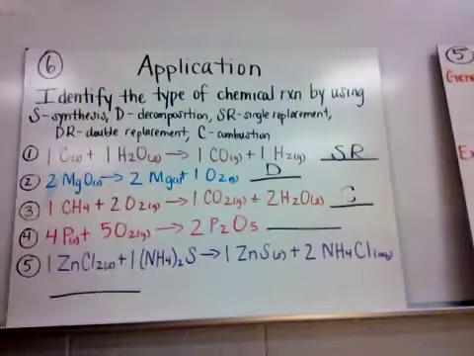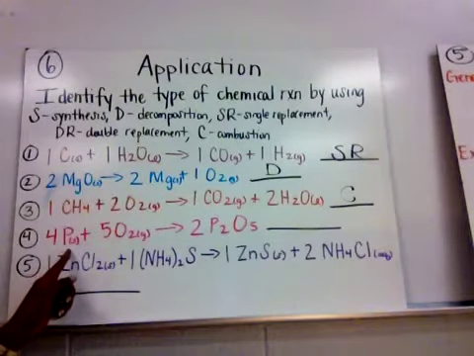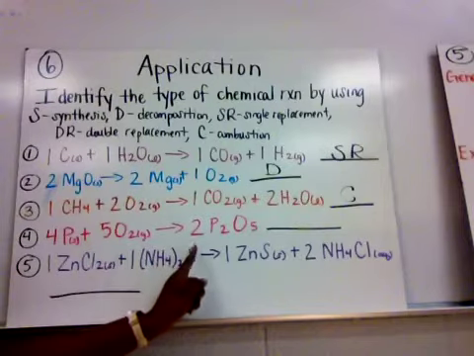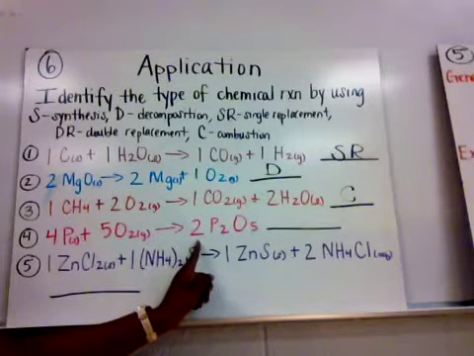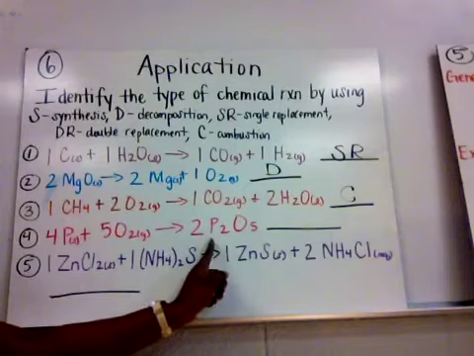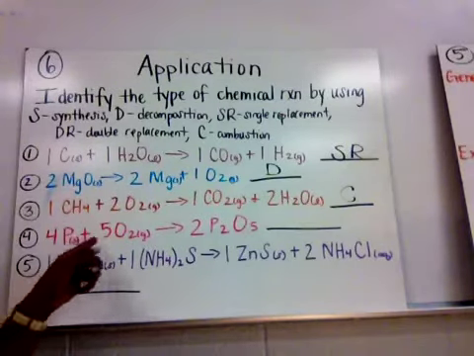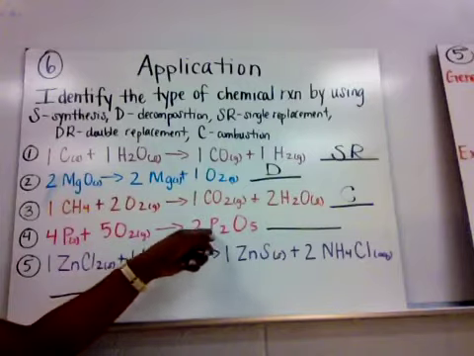Then we have 4 molecules of phosphorus plus 5 molecules of oxygen gas. This is going to produce 2 molecules of diphosphorus pentaoxide. So because we took 2 elements and combined them together to make 1 product, this is going to be a synthesis reaction.